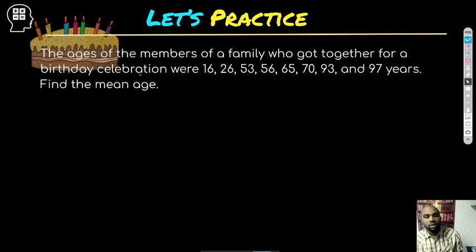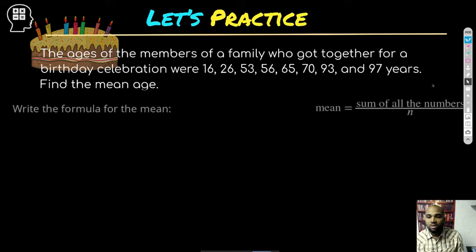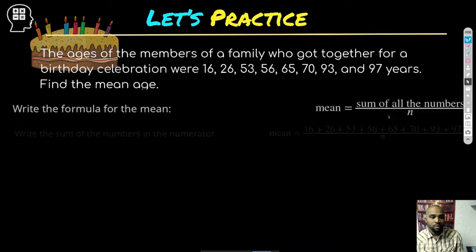All right, so let's do another one. The ages of the members of a family who got together for a birthday celebration were as follows. All these here, and 97 years. Find the mean average. So we have all these: 1, 2, 3, 4, 5, 6, 7, 8. Well, how do we find the mean? First, we write the formula for the mean. So here it is: sum of all the numbers divided by the number there are.